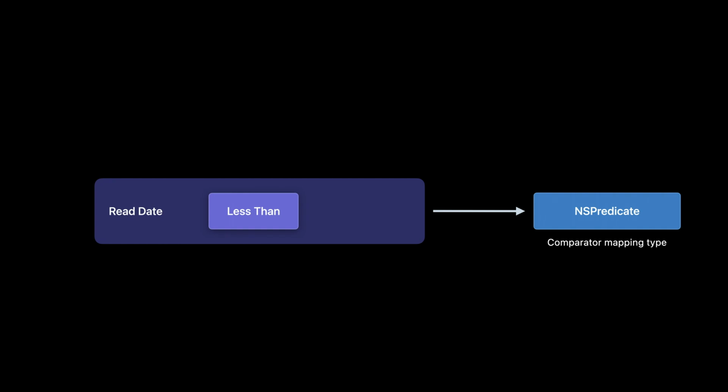Query properties map each combination of property and comparator into a type of your choice, called the comparator mapping type. Here, I'm using Core Data, so I'll use an NSPredicate. If I was using a custom database or a REST API, I could design my own comparator type and use that instead.